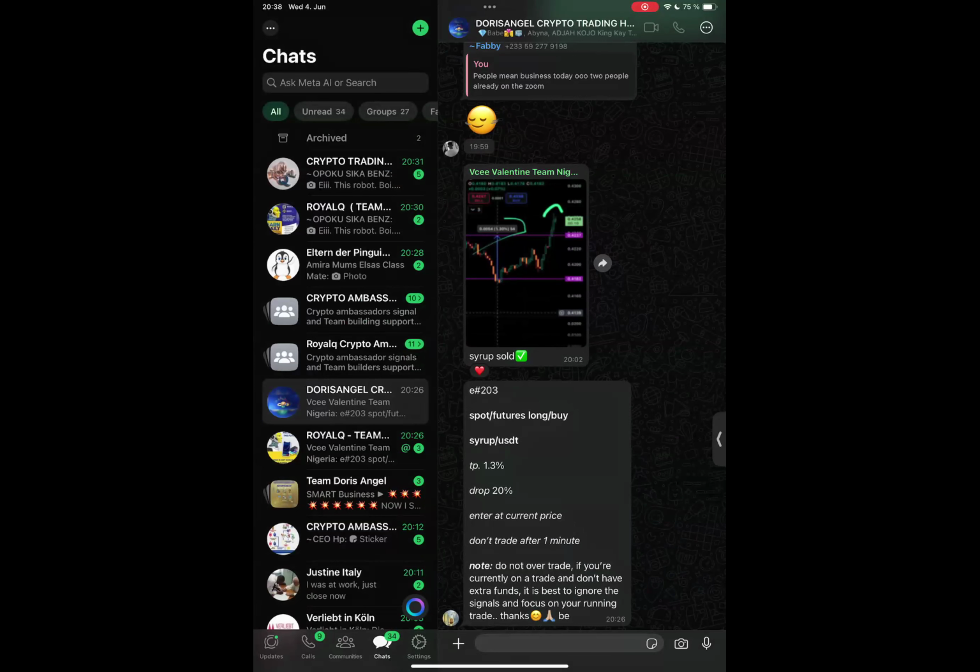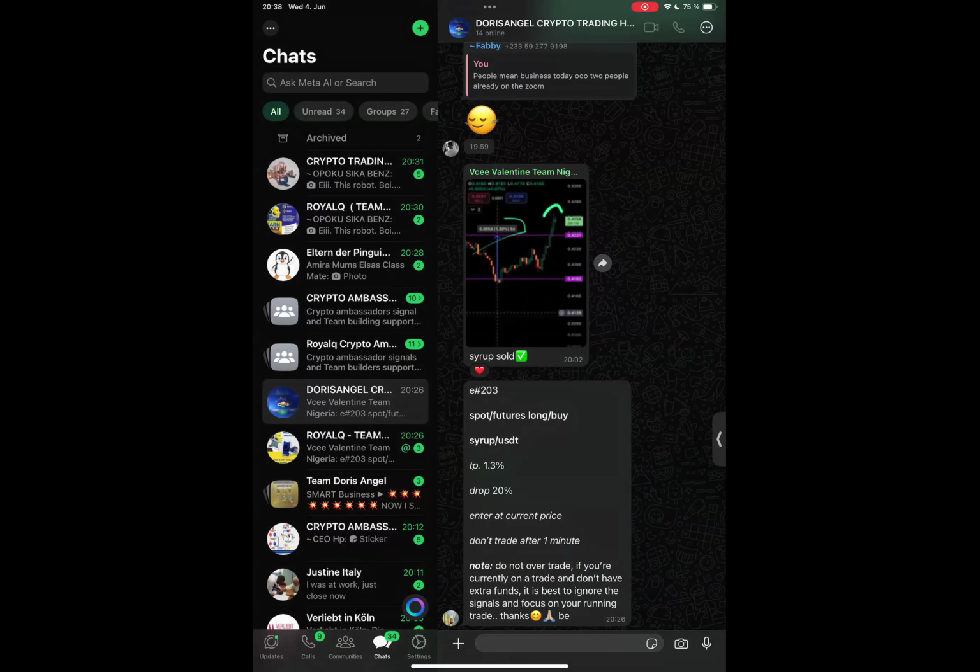Note, do not overtrade. If you are currently on a trade and don't have extra funds, it's best to ignore the signals and focus on your running trades. I like the way he has given caution. But people will not read this. They'll just jump on it. They'll just enter, then they fall into floating loss. Then they'll be blaming the person who gave out the signal. So guys, you have to read.